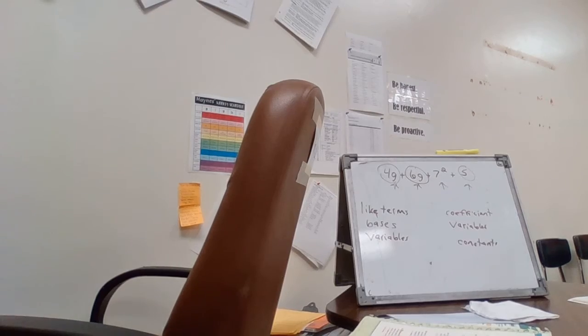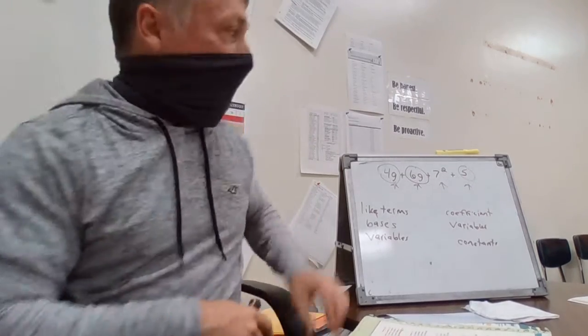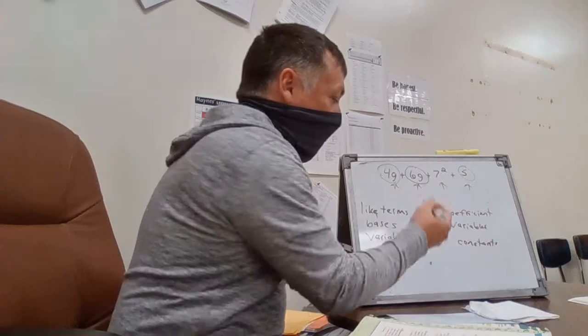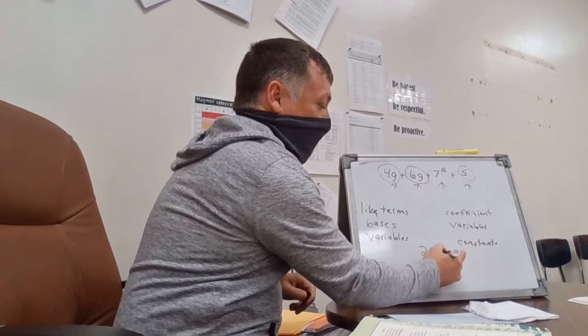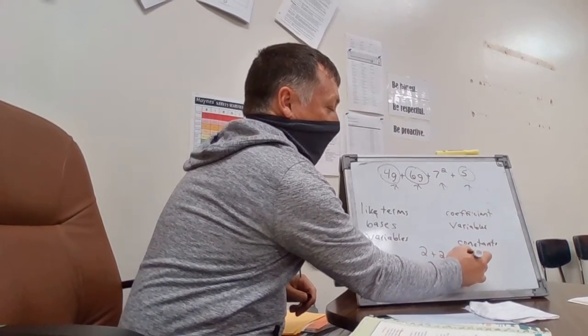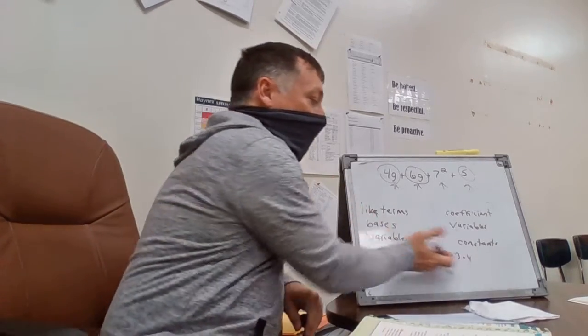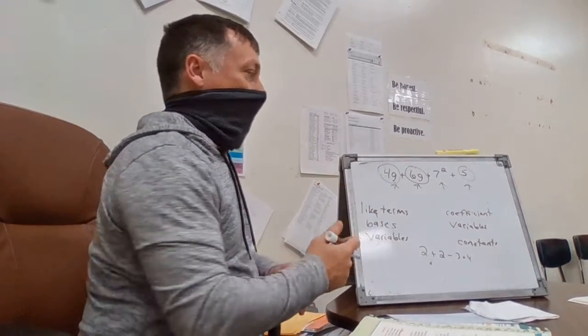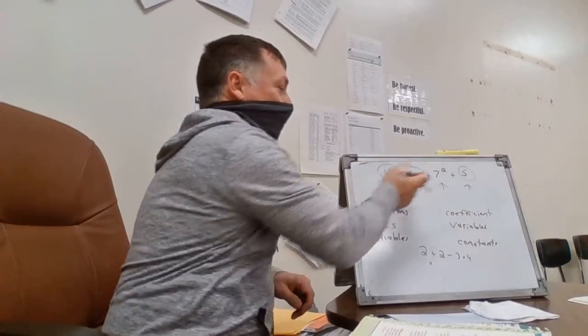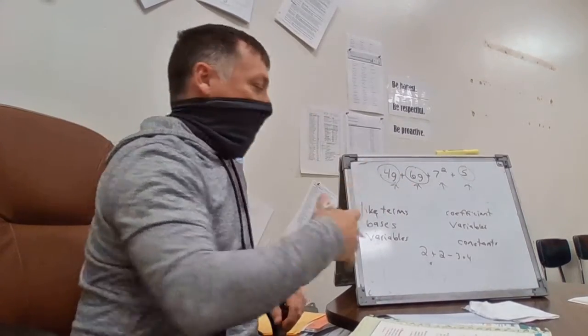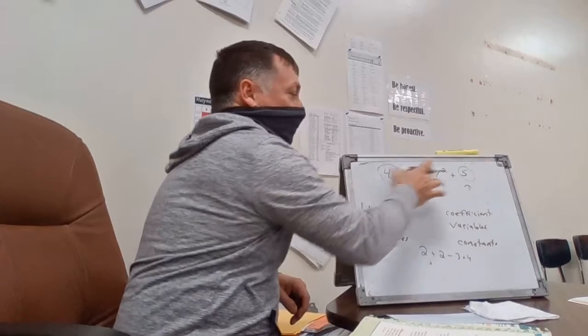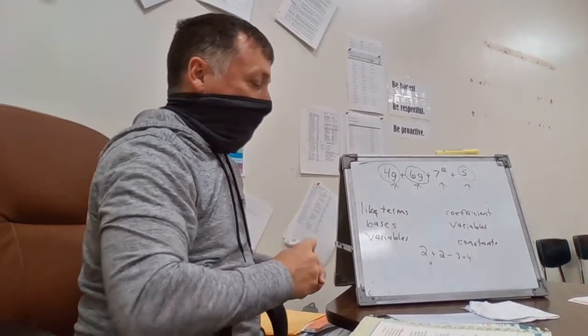Thank you. Okay, so terms. So you can have numeric terms, 2 plus 2 minus 3 plus 4. That's a numerical expression, okay? Because it's all numbers. It's a number expression. This is an algebraic expression because it's got a mixture. You got some constants, but you got some algebraic.